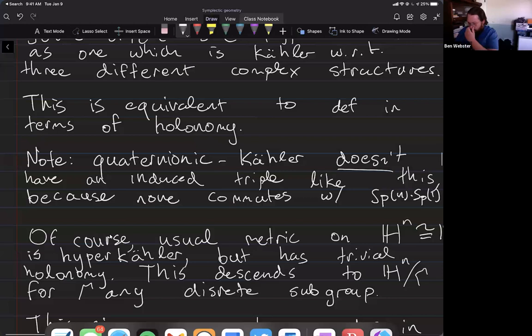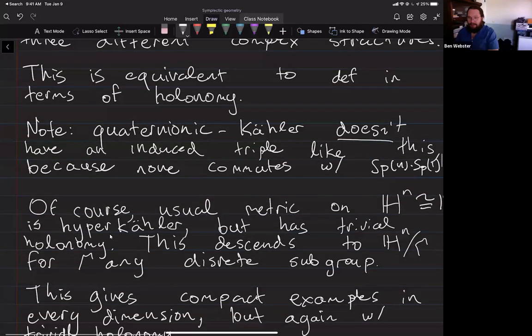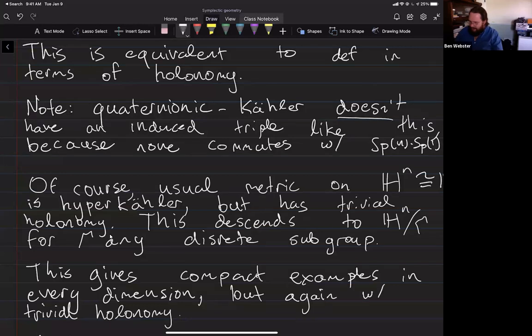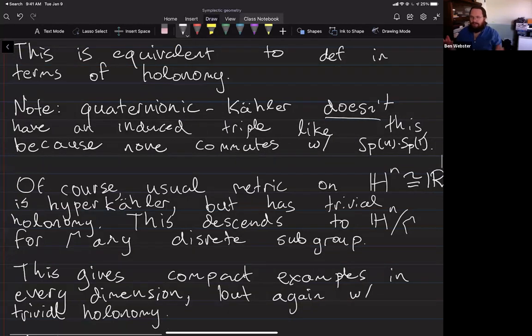And of course, you could construct compact examples of these by modding out by a discrete subgroup of R^4n. This gives you a huge number of different tori with hyper-Kähler metrics on them. But again, always trivial holonomy because I started with something with trivial holonomy. Okay, so these are good to know about. They'll actually turn out to be pretty useful later, but they all have trivial holonomy, so they're not that interesting.